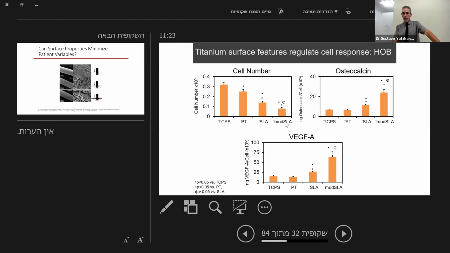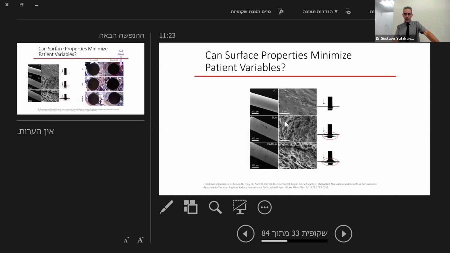In the upper right part, we can see a bone marker like osteocalcin. We have a lot of them: osteocalcin, osteopontin, osteoprotegerin, BMPs, and also growth factors. As we can see in the lower graph, we need to see that it is growing, as we can see in the modified SLA surface.